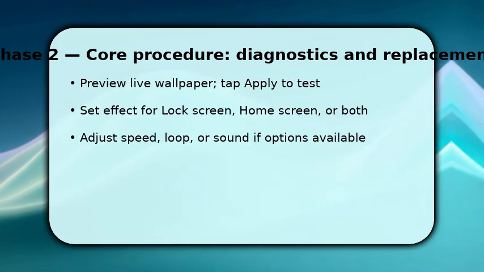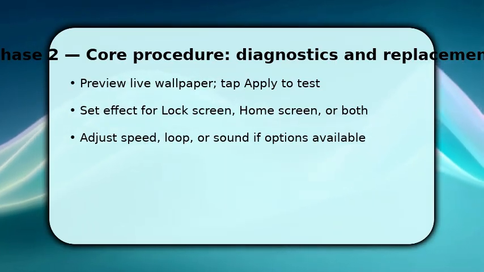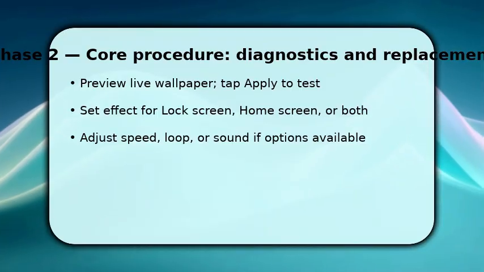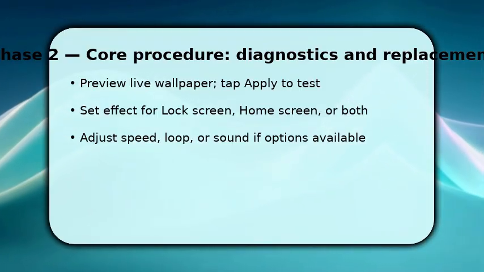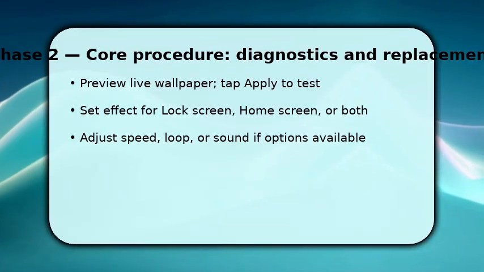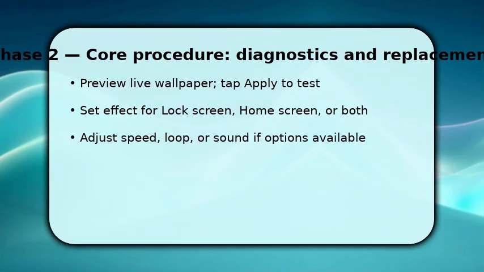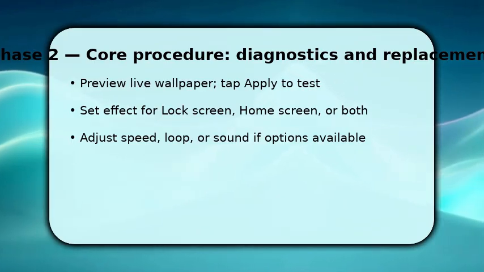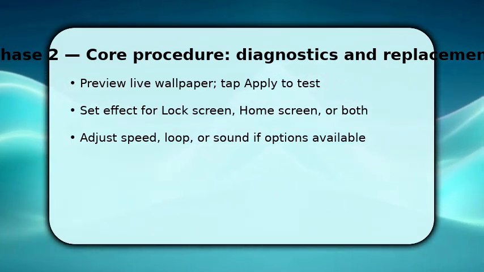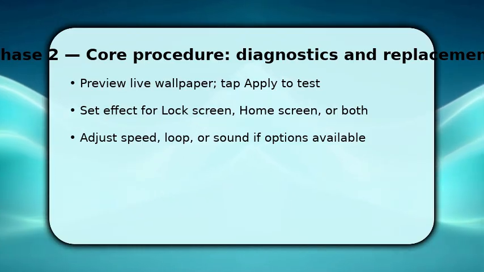Once satisfied, tap Apply, then choose Set for lock screen only or for both lock and home screen depending on preference. If Realme offers options like animation speed, loop, or sound, tweak them here. Slower loops save battery while higher fidelity gives a richer look. Make sure the preview shows the lock layout before moving on.